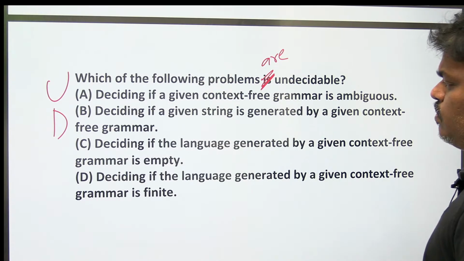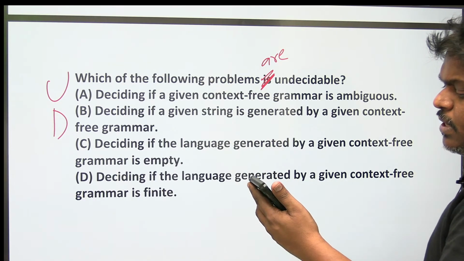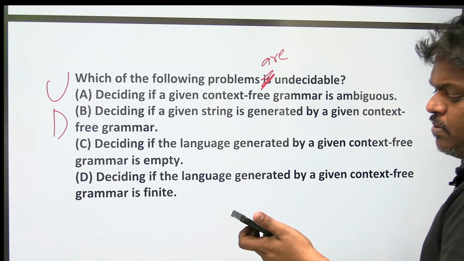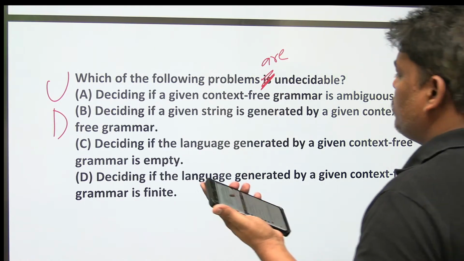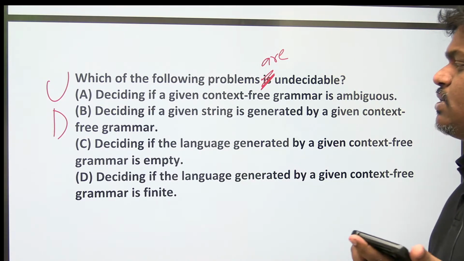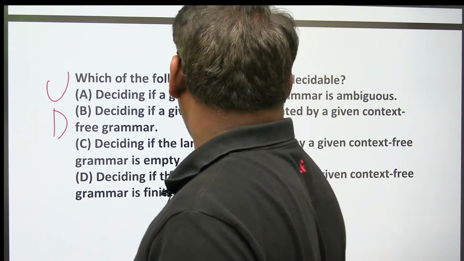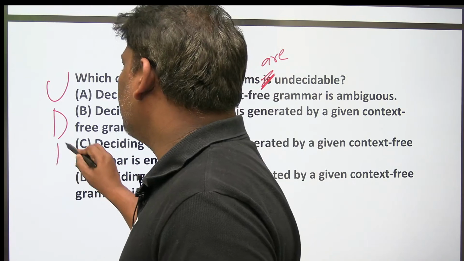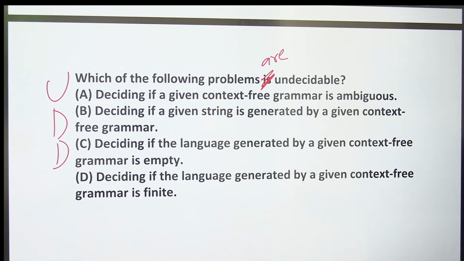Deciding if a given string is generated by a given context-free grammar is called membership. Lalit, are you getting this? This is membership. Next one, deciding if the language generated by a given context-free grammar is empty. That is the emptiness problem of a context-free grammar, and it is also decidable.